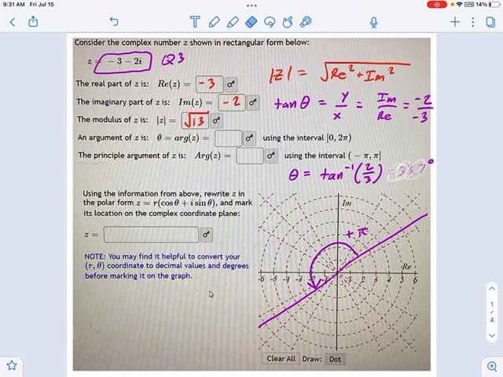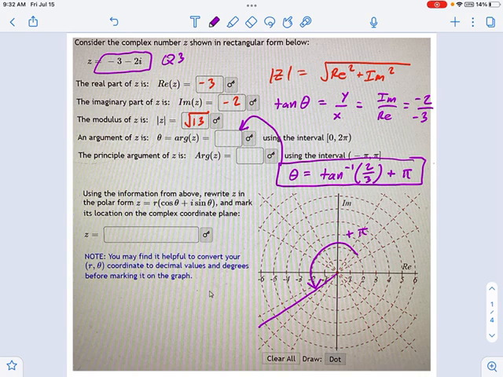So what I'm going to do is fidget with this a little bit, and I'm going to say, okay, inverse tangent 2/3 is quadrant 1. I don't like that. But if I add pi to it, now I am a quadrant 3 angle. So this is what you have to do right here. You have to say, is this inverse tangent, according to a calculator, going to land me in the right place?